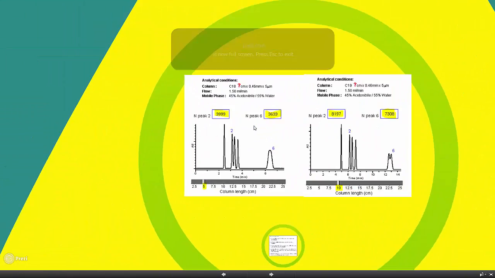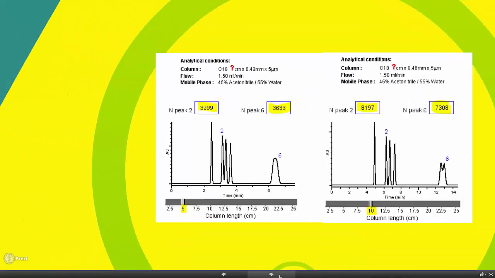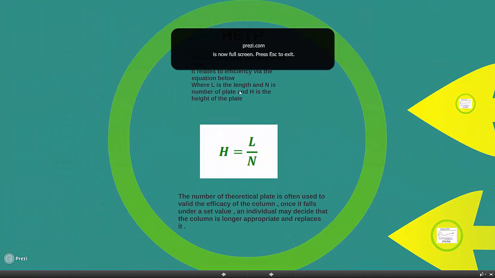Column length has a very big impact on efficiency. You can see here when we change the column length from 5 centimeters to 10 centimeters, there is a change in the theoretical number of plates, from 3,999 to 8,197. So HETP is another thing that affects resolution and efficiency.